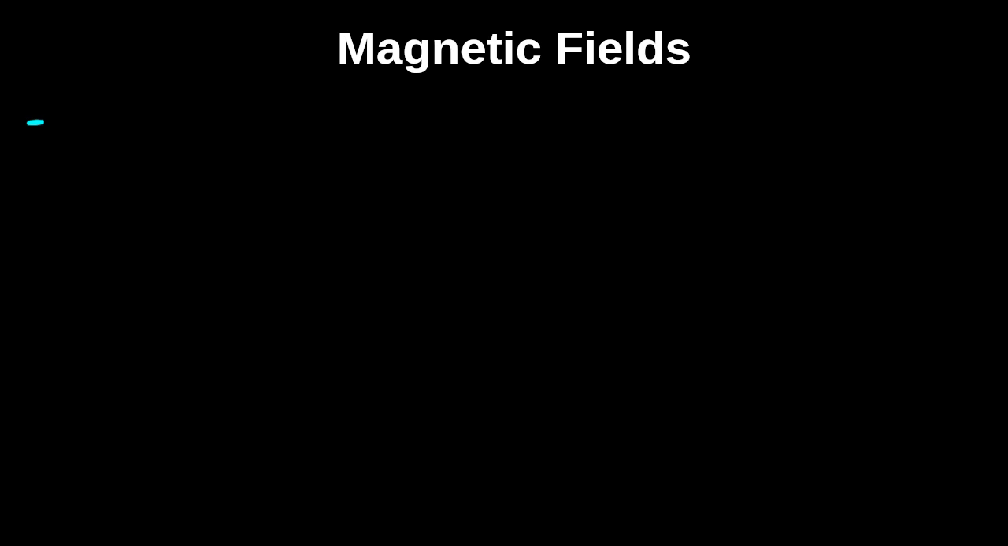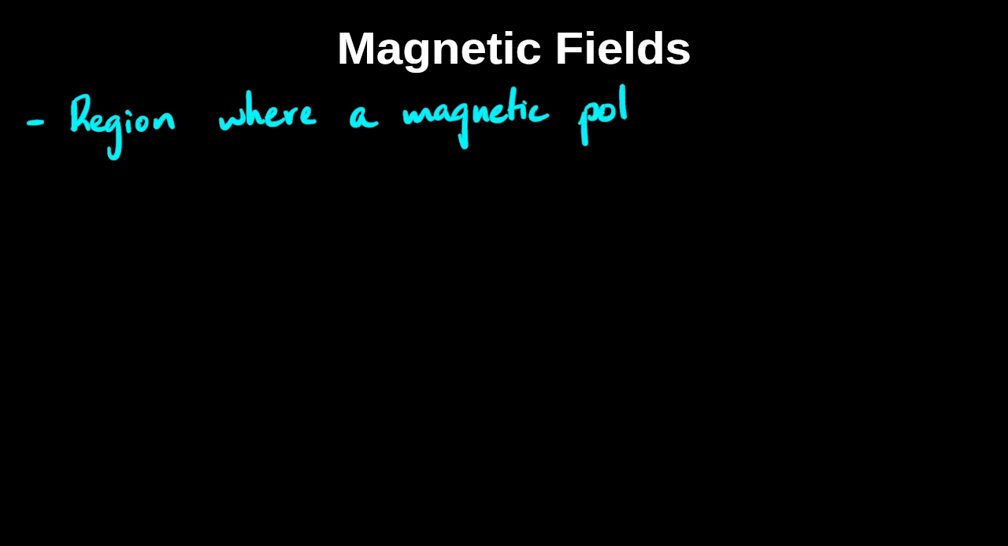So for example, in gravitational fields, we say it's the mass which experiences the force. In electric fields, we said that this is where a charge experiences a force. So for a magnetic field, we say that this is a region where a magnetic pole experiences a force. So that magnetic particle which experiences a force is called a pole.